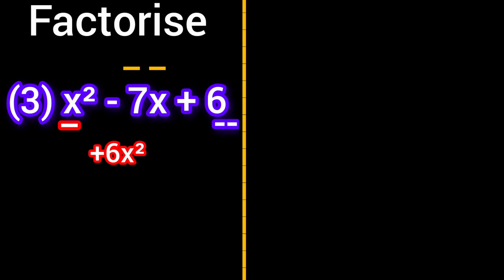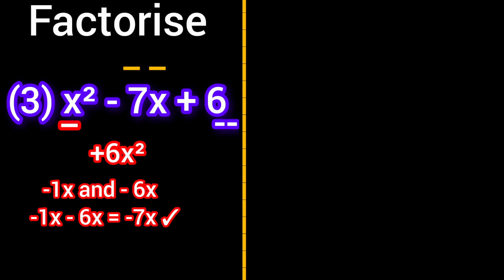Let's start. The factors of plus 6s squared that, when we add them, give us minus 7s are minus 1s and minus 6s. Why? Minus 1s and minus 6s will give us minus 7s. And when we multiply them, we are going to have plus 6s squared. That is minus times minus is plus, 1 times 6 is 6 and s times s is s squared. And that gives us plus 6s squared.